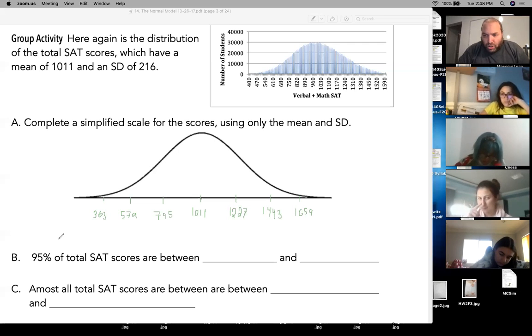So almost all scores are between what two values? 363 and 1,659. Good. Now 95% of them are between what two values? 579 and 1,443. Excellent. So we actually already answered this one too: almost all between 363 and 1,659. Does that make sense so far?